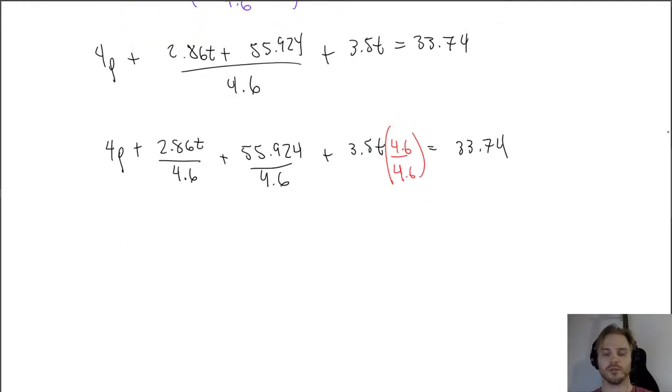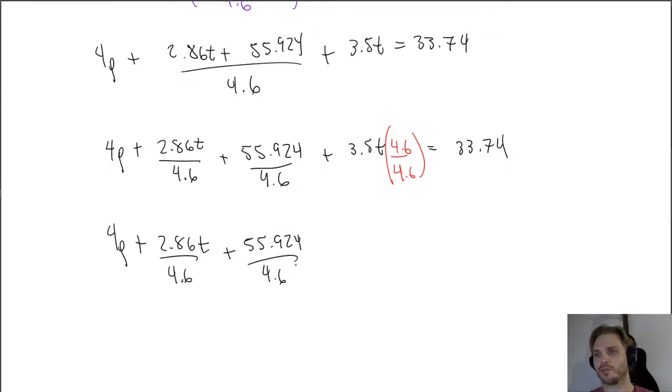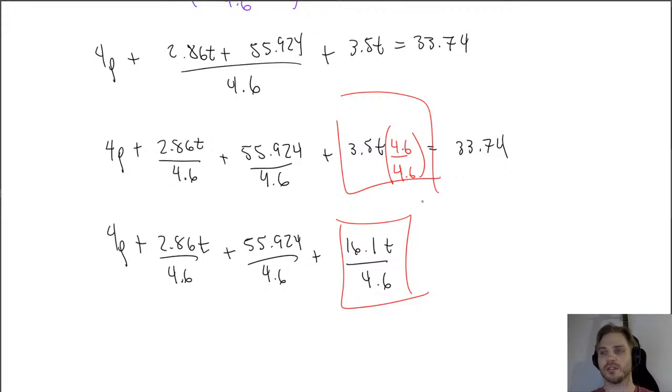So this new equation is 4p plus 2.86t over 4.6, plus 55.924 over 4.6, plus, we got 16.1t over 4.6. And just to be clear, this is the same as this. These are the same numbers. Like if you punch this into your calculator, you'll get 3.5t.